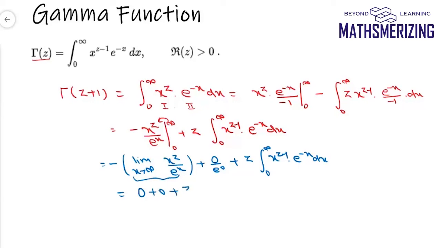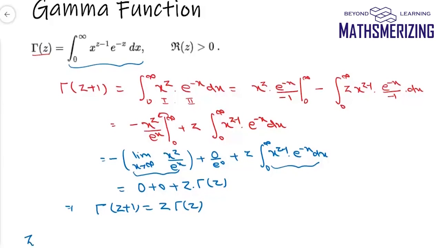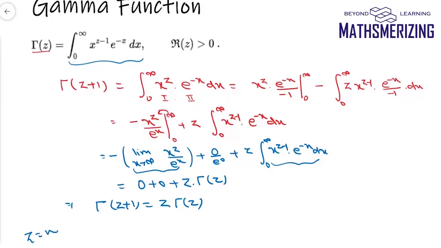So there'll be z into, now if I look at this function closely, then it is nothing but the integral from 0 to infinite x to the power z minus 1 e to the power minus x, which is nothing but gamma z. So the formula is gamma z plus 1 is equal to z into gamma z. Now suppose I take this z as some natural number n, then simply I can write gamma n plus 1 is n into gamma n.